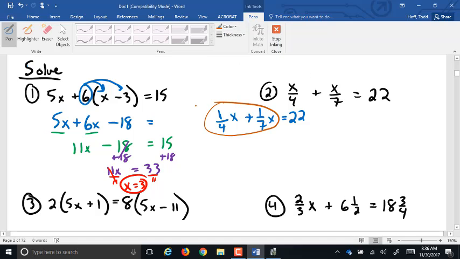1/4 x and 1/7 x. 1/4 plus 1/7 is 11/28. That's 11/28 x equals 22 still. Now to solve that, I would divide by 11/28. X equals 22 divided by 11/28 is 56.